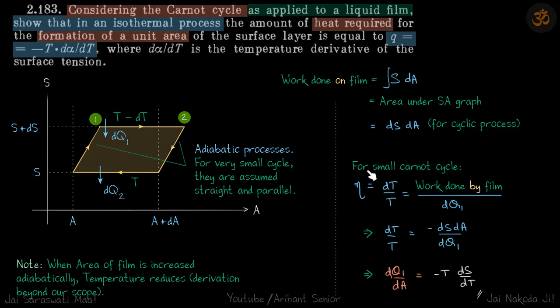Now let us use our equation for efficiency, that is dt by T equals work done by film upon dq. Because we have to write work done by film, that will be the negative of work done on film. So this becomes minus ds dA by dq. What we need is q, the heat required to form per unit area. So in our equation, this term q will be dq by dA, and that you can see will come to be minus T ds by dt, as required. Hence proved.